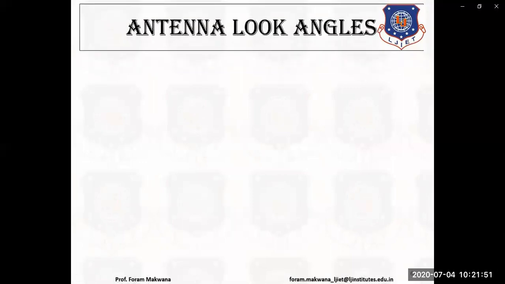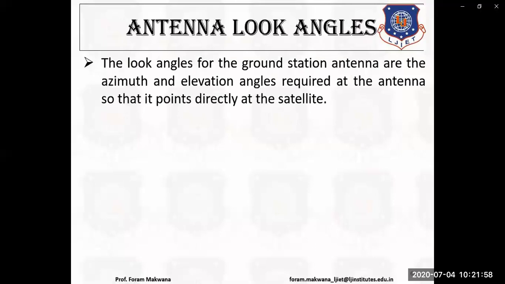Now, the next topic is antenna look angles. First of all, what do you mean by look angles? Look angles for the ground station antenna are azimuth and the elevation angle, which are required at the antenna. Why? Because it has to point directly at the satellite.